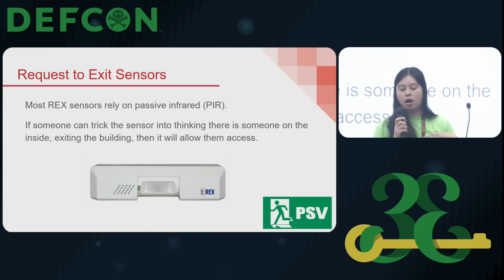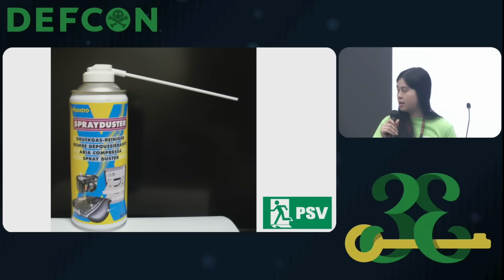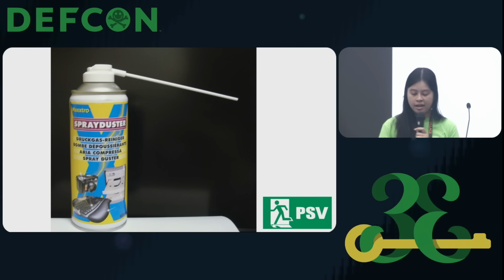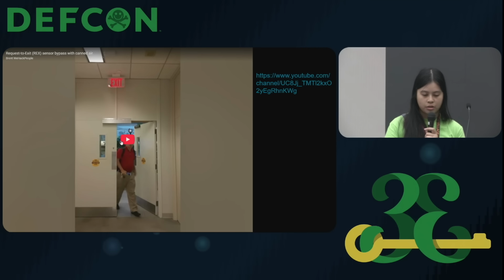Most of these rely on passive infrared, which, very simplified, is a heat sensor. If someone can trick that sensor into seeing a temperature differential and thinks that there's someone on that secure side that is leaving, then it can allow them access. So you might have seen this online before, but this is canned air. And this is how you could use it.